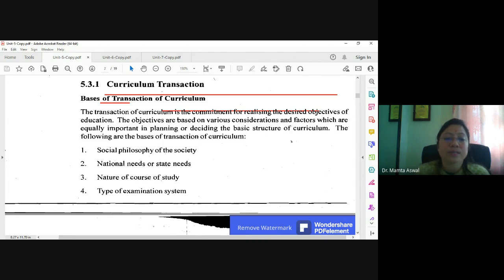Then the third point is the nature of the course of study. What is the course? If it is mathematics, is it a language, Arabic language? Is it the English language? Is it a science course?